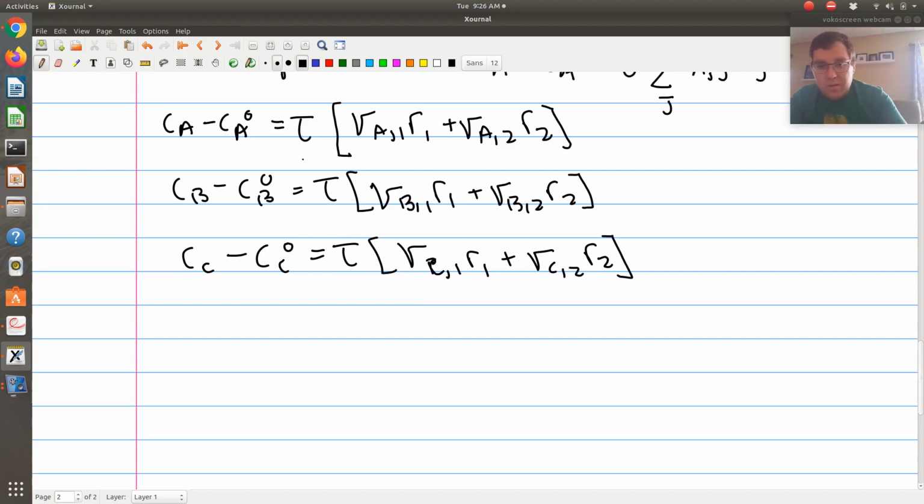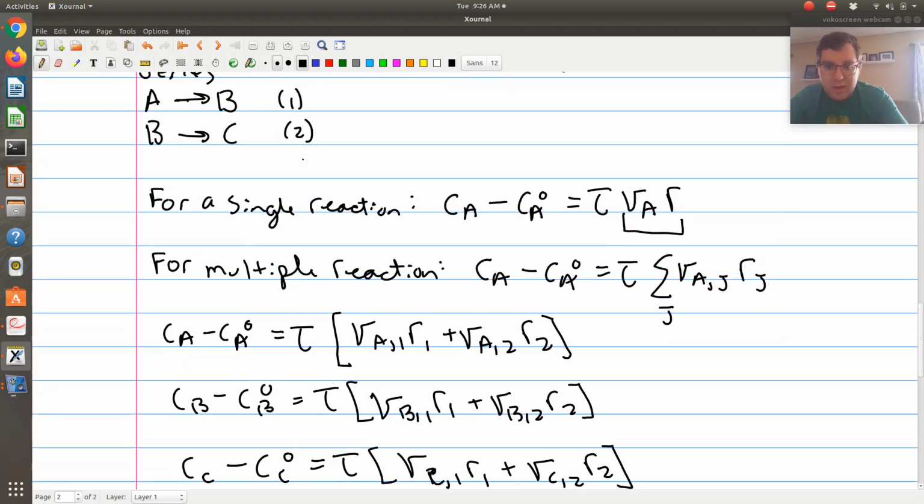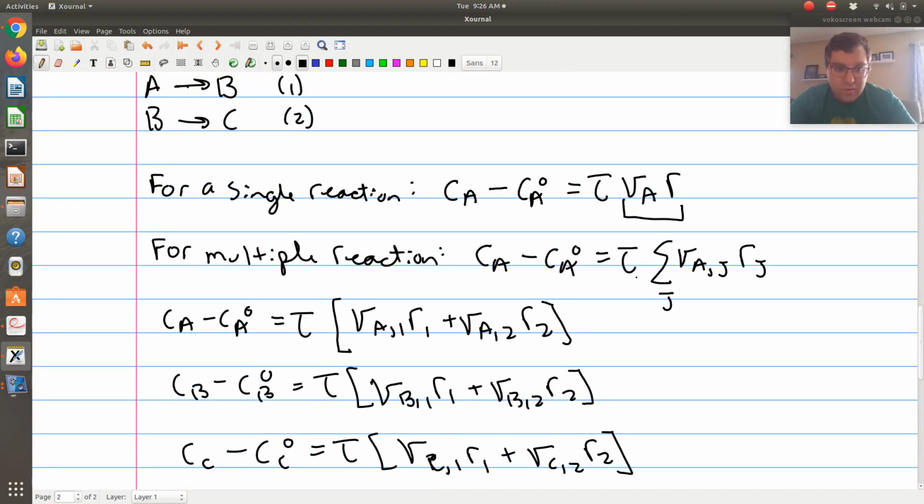Just in the interest of having the reactions up at the same time, let me write down our stoichiometric coefficients over here. Remember, if you're a reactant, your stoichiometric coefficient is negative. If it's a product, it's positive. Looking at A, the stoichiometric coefficient of A in reaction 1 would be negative 1. Looking at reaction 2, the stoichiometric coefficient of A in reaction 2 is 0.